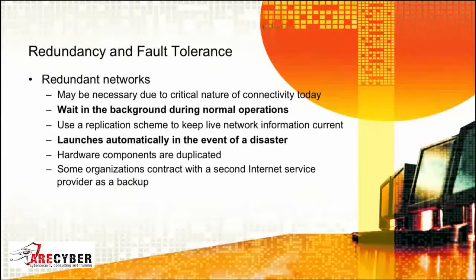Next, we have redundant networks. These may be necessary due to the critical nature of connectivity today. Essentially, it's a network in waiting. It waits in the background during normal operations and then launches automatically in the event of any type of disaster. Many organizations contract, for instance, with a second internet service provider as a backup to the primary service.